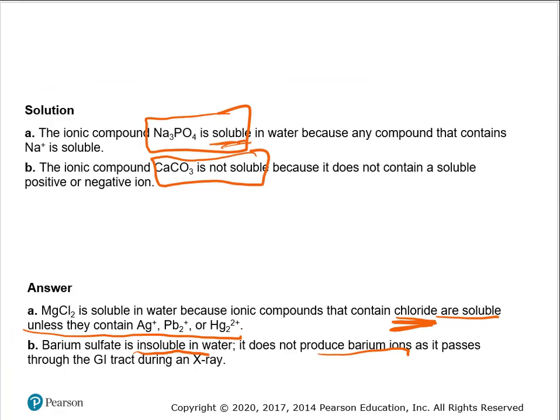Sodium phosphate is soluble because any compound that contains sodium ion is soluble. If we were to look at our solubility chart, it would say that most phosphates are insoluble, but any alkali metal is an exception. Calcium carbonate is not soluble. Magnesium chloride is soluble because, if we looked at our chart, all chlorides are soluble unless, and magnesium is not an exception. Barium sulfate is not going to be toxic, like the question said, because barium ions are toxic if ingested, but barium sulfate is insoluble in water, so it's not going to produce those barium ions as it passes through the GI tract during an X-ray.